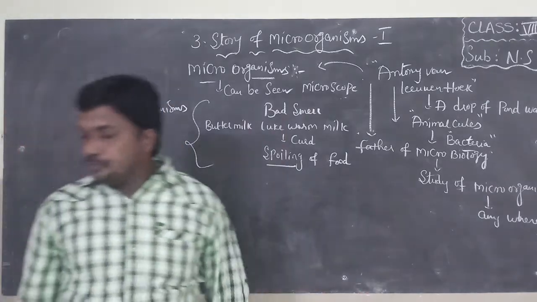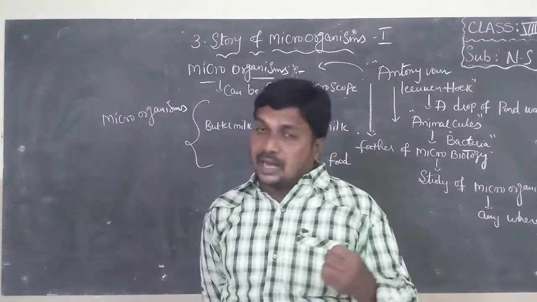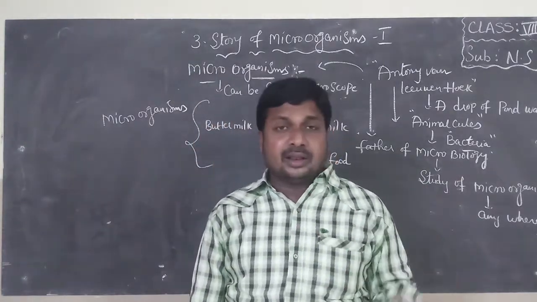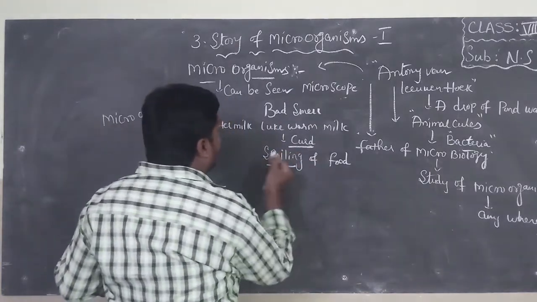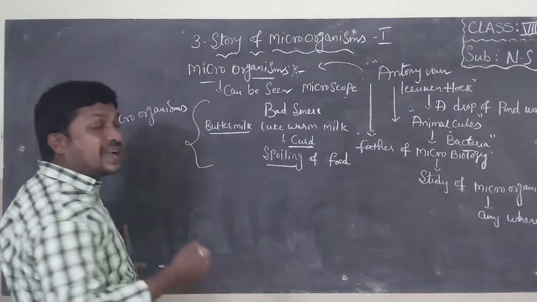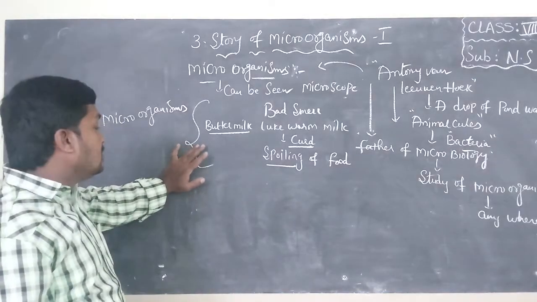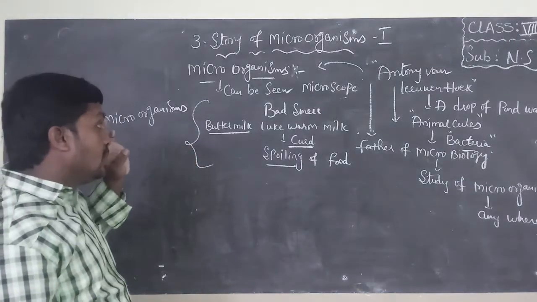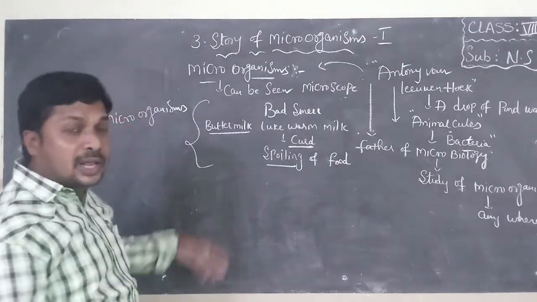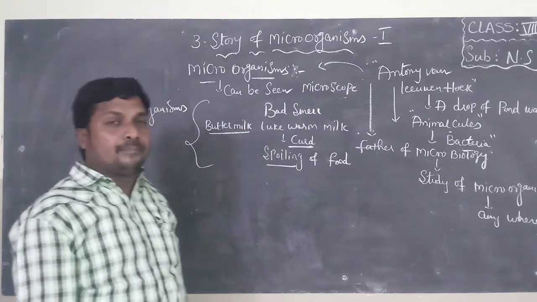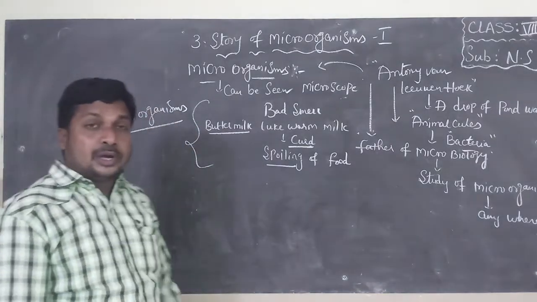All these are due to microorganisms. So, microorganisms are present everywhere. If you observe the formation of curd, buttermilk consists of a bacteria, lactobacillus bacteria, which helps to form curd. Bad smell is also due to bacteria. Spoiling of food is due to fungi. All these are microorganisms. Do you know, children?